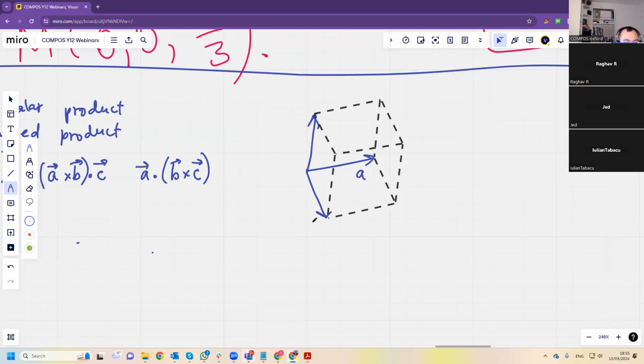This is vector A, B, and C. A, B, C. So basically, if you take any three vectors, like any three vectors, like this, right?